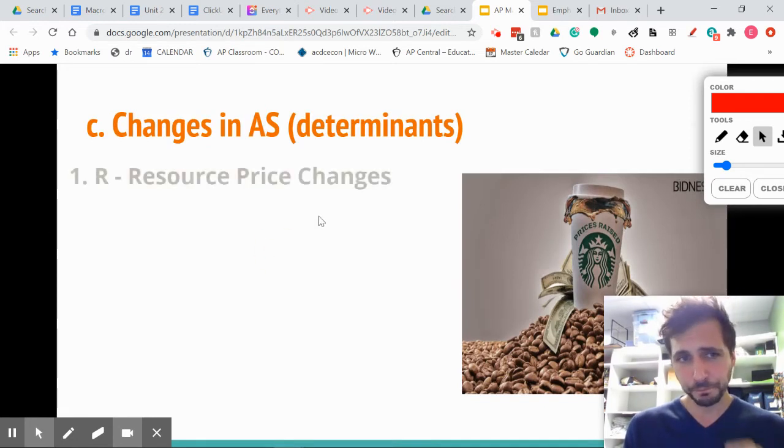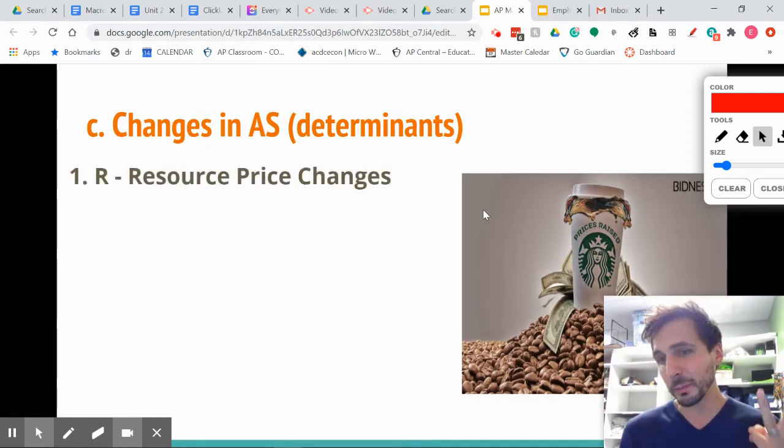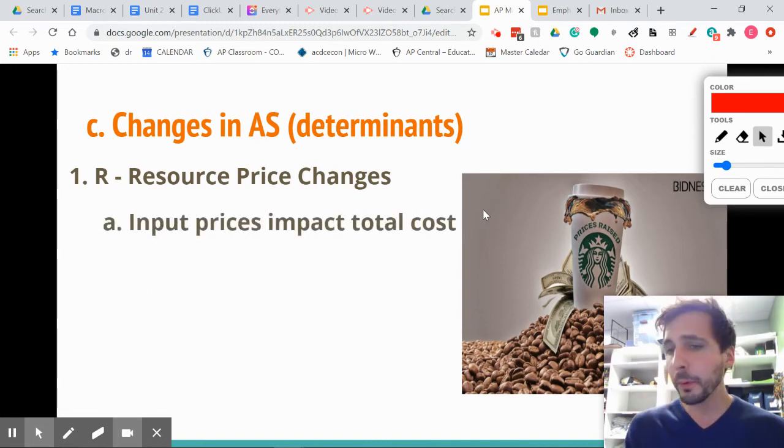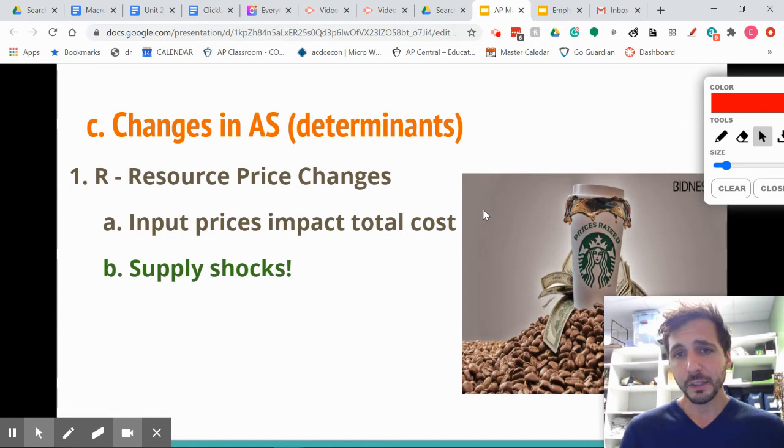So let's dig into it. We have three of them. They actually make an acronym RAP, R-A-P. The first is the resource price changes. This is what we've already been talking about. So input prices impact your total cost. So if I have to pay my workers more, it impacts my total costs. My total costs are rising. And then our supply will shift left and vice versa.